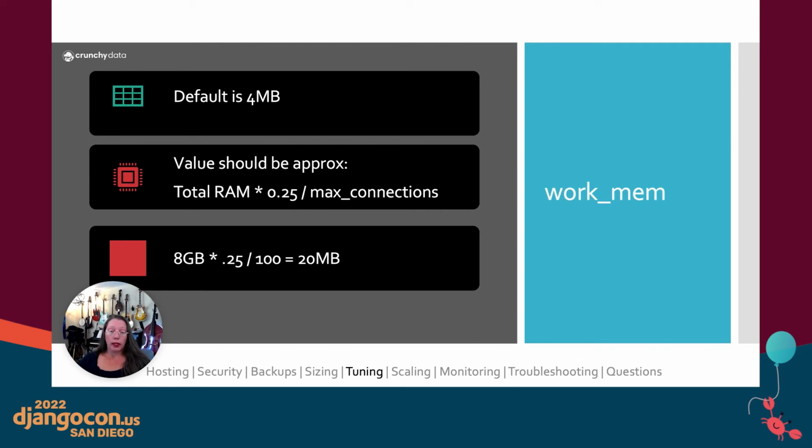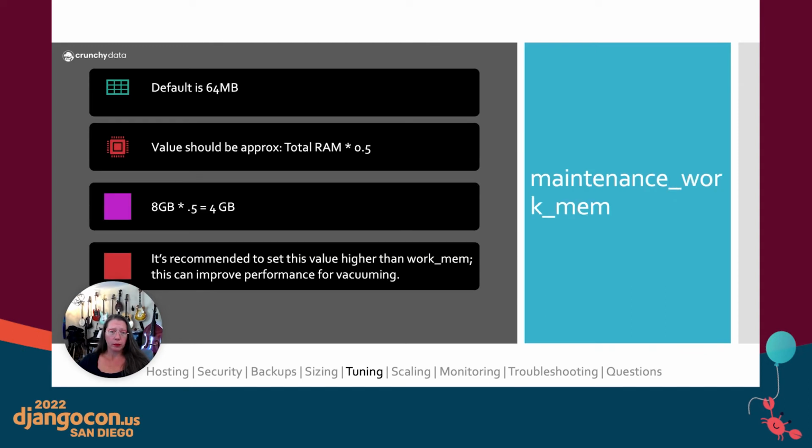Queries and connections to the database use the working memory, and working memory is measured per connection. The default is 4 megabytes per connection. You can get yourself an estimate based on how many max connections you have. We'll talk about connections a little bit later in the slides. So these two pieces fit together. You'll have your total RAM, and then a quarter of that divided by each of the connections you expect to use memory.